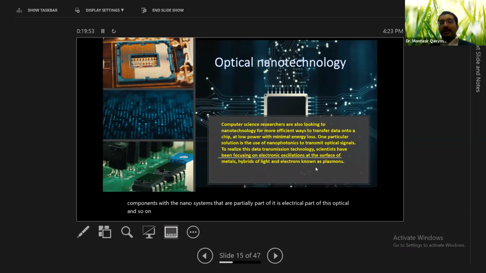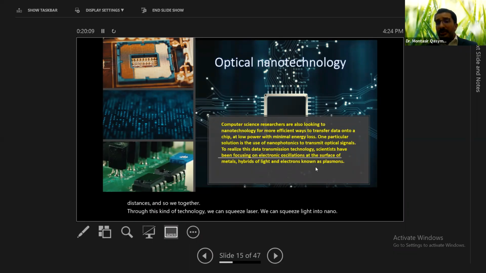And optical signals have the benefit of low loss. They can be transmitted over long distances, and so thanks to this kind of technology, we can squeeze light into nano waveguiding dimensions, and we can connect chips to each other using light at the nano level.